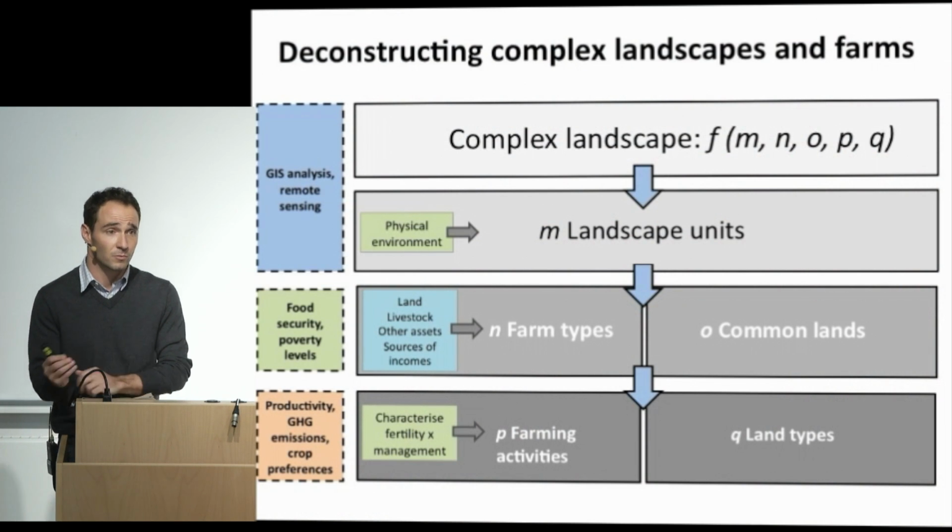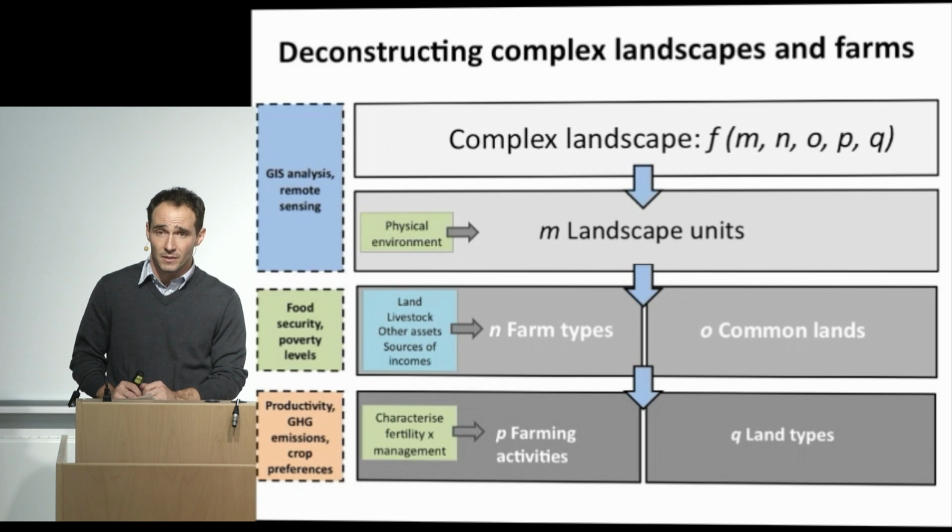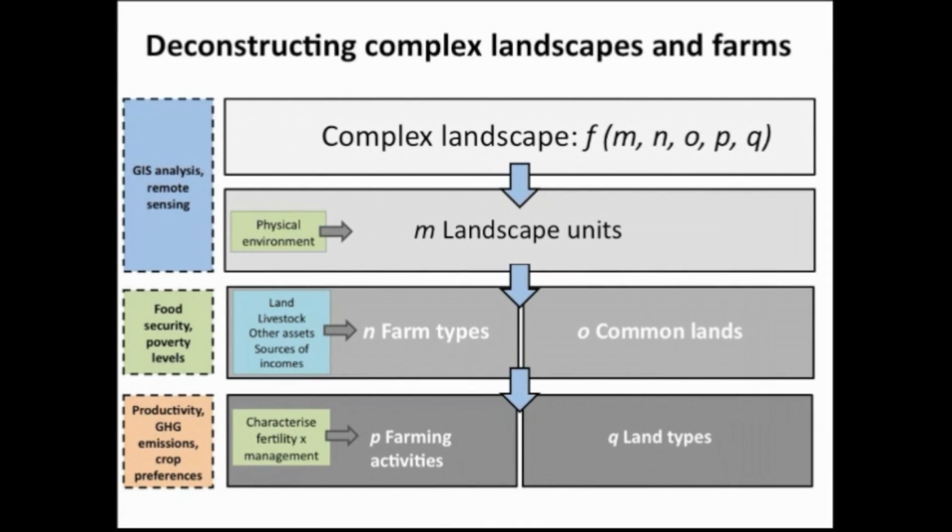And this is our approach. We use a mixed method approach that involves everything from remote sensing to household surveys to deconstruct the landscape into functional units. Those functional units are then ground-truthed with household surveys and expert opinion to be able to identify what we call farm types and farming activities. What does this look like in practice? It looks something like this.